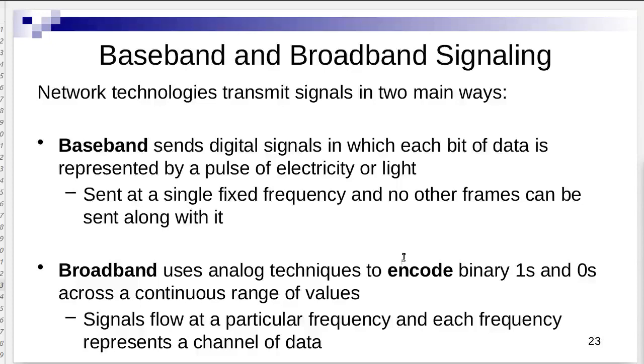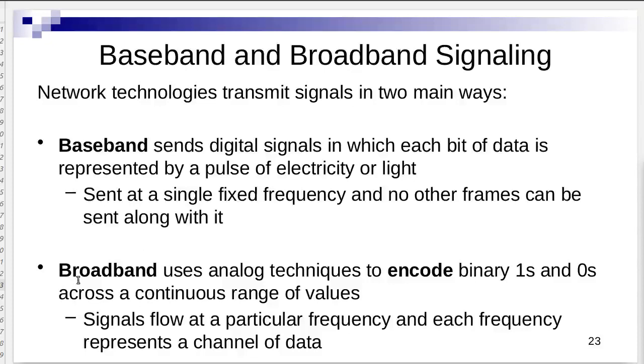So there are two main ways of transmitting signals, and that's baseband and broadband. Baseband sends digital signals as a pulse of electricity or light, like a 1 and a 0. So a 1 is just, let's say, a high electrical voltage or the presence of light, and a 0 is a low voltage or the absence of light. This is sent at a single fixed frequency, like 100 megabits per second, and no other frames can be sent along with it.